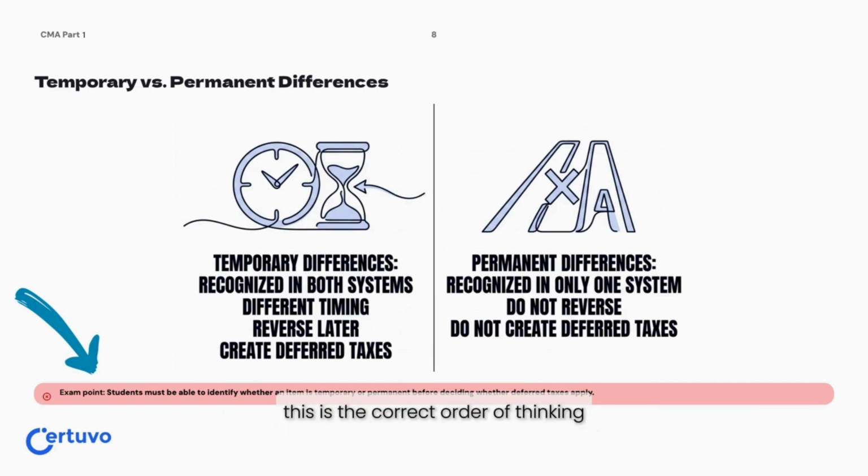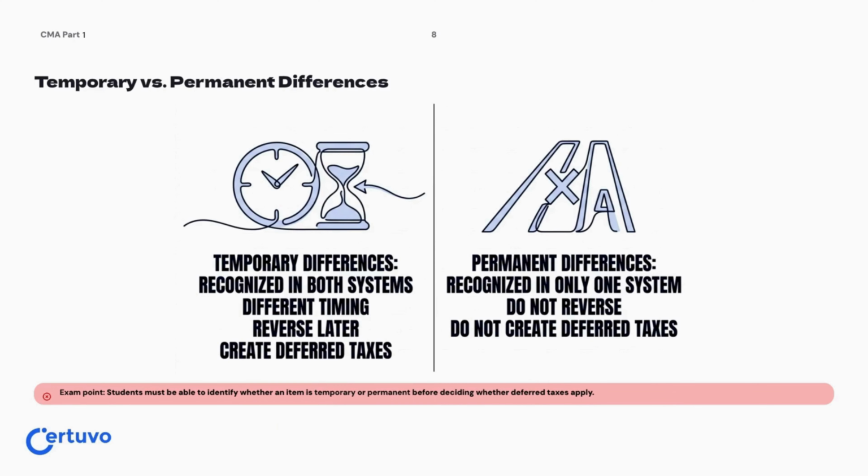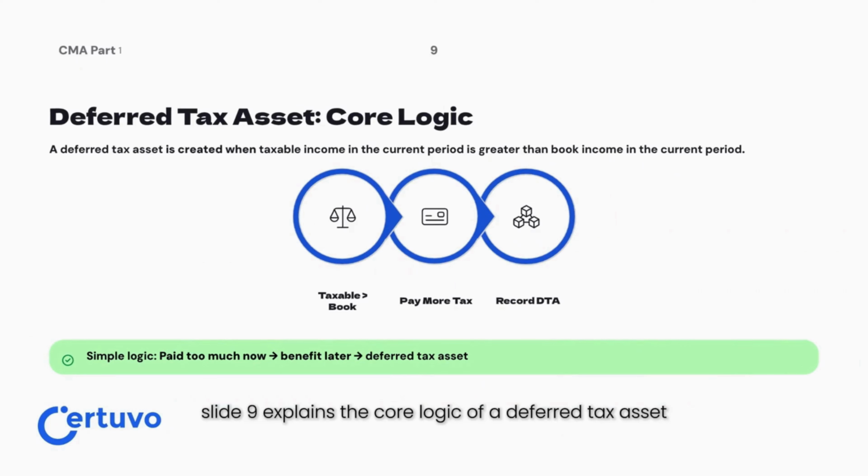This is the correct order of thinking. First, classify the difference. Then decide whether deferred tax accounting applies. Then determine whether the result is a deferred tax asset or deferred tax liability. Let's move to Slide 9. Slide 9 explains the core logic of a deferred tax asset.